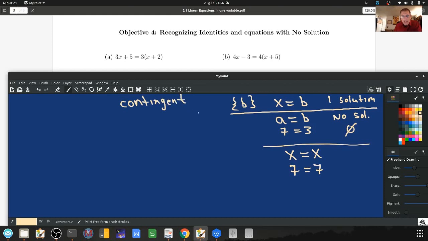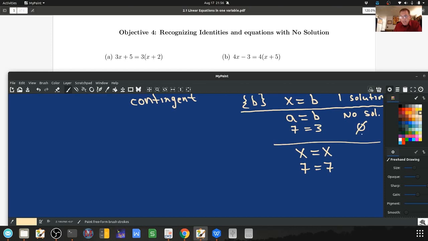It has exactly one solution. In the second situation, when there is no solution, it's called a contradiction. And in the third situation here, where every number works as a solution, that's called an identity. Really, of the three, the contingent is the hard one.